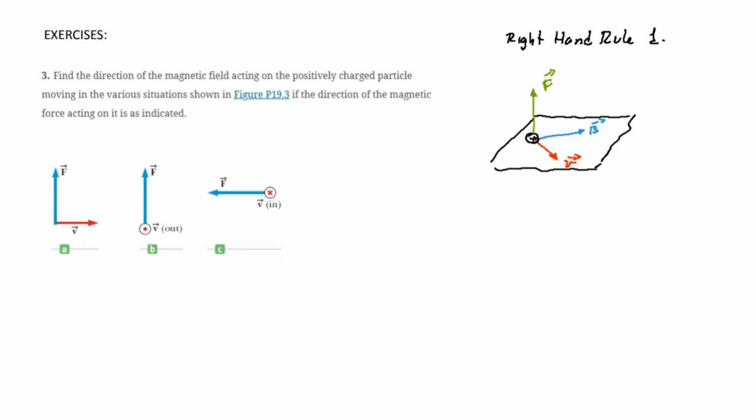So you are curving your fingers from the velocity toward the vector intensity of the field, and your thumb would be pointing like this, right? So you have your other 4 fingers here, but your thumb just points in the direction of the force. Remember that this is the right-hand rule 1.